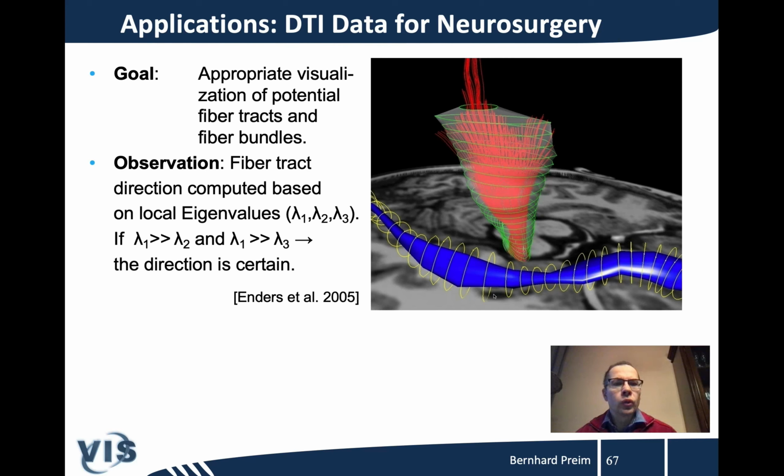So that's for neurosurgery. That means the surgeons have to plan how to operate, for example, how to remove a tumor without damaging one of these fiber tracts. Because if they would do this, that would have very severe consequences for the patients, often more negative consequences than the disease that they actually wanted to treat.